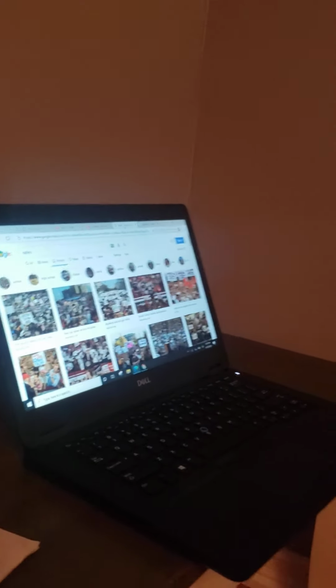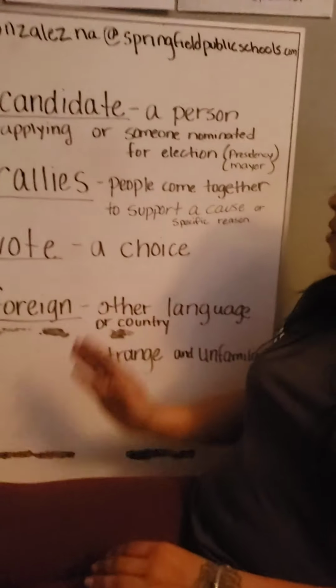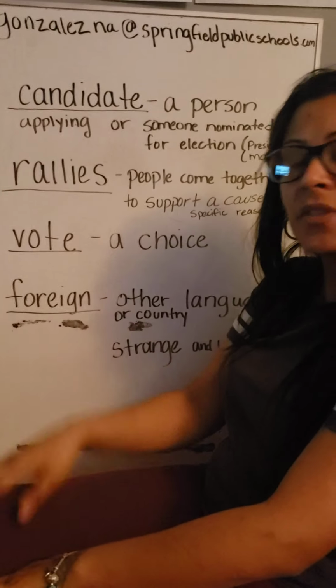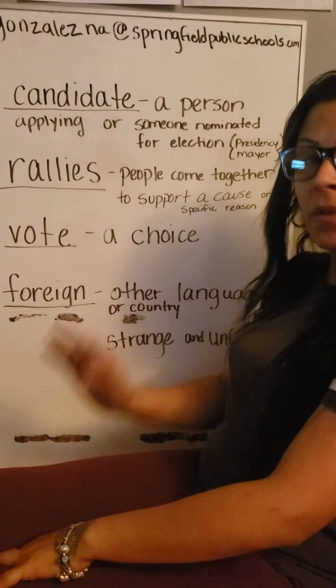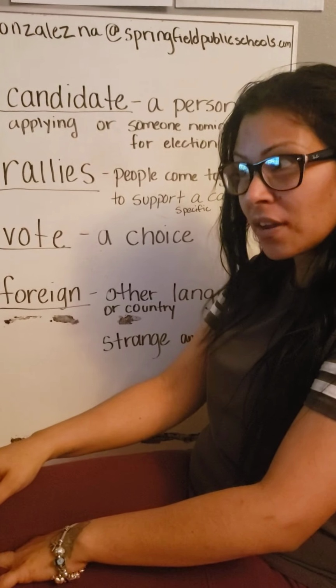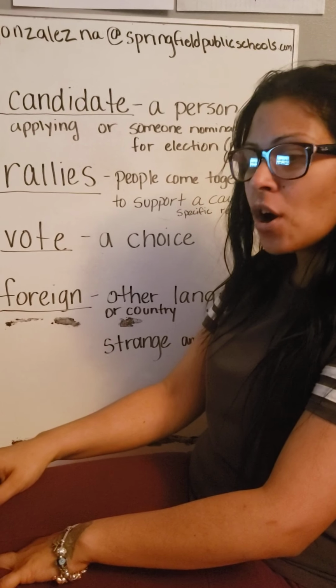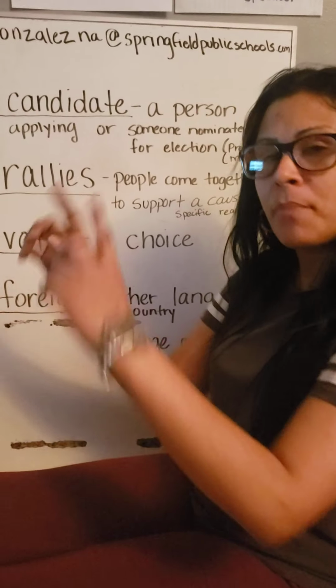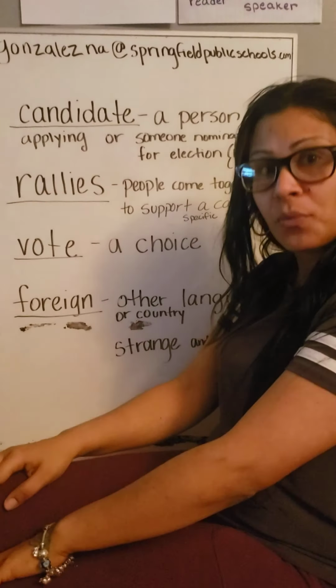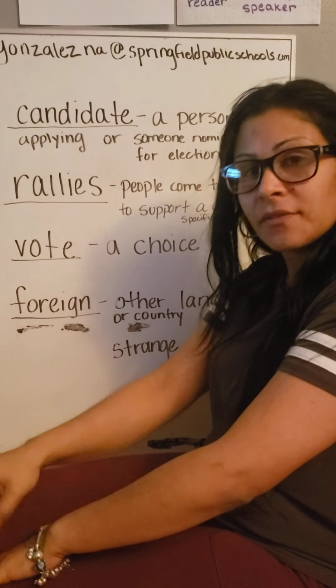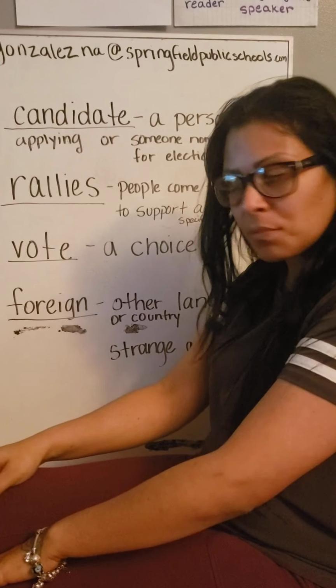So we have the word vote. Vote is a choice. You vote all the time. Sometimes you vote at school. So we know what vote is because we've done this in school. We voted for what prize we want when our bucket gets filled. We vote for a president. We hear our mommies or our daddies voting for a president, the next president.